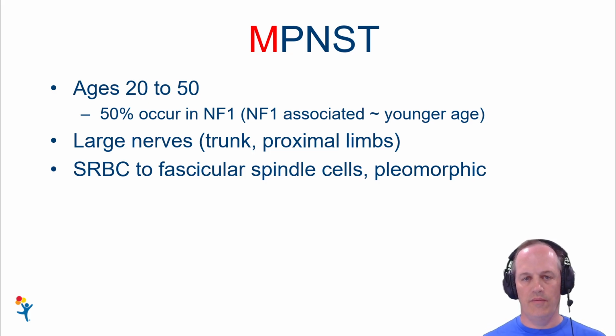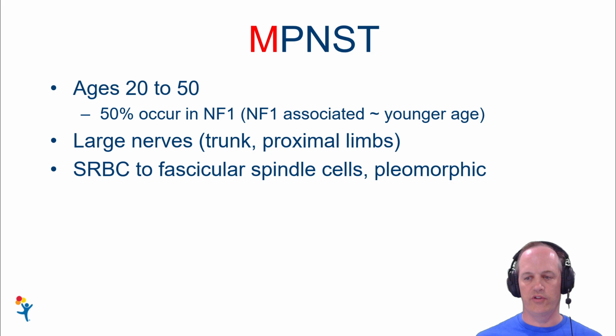MPNST is going to occur from the third decade, 20s, to the 50s. And the important thing to know is that about half the patients that have an MPNST also have NF1. Not a very high proportion of patients that have NF1 end up having an MPNST, but about half of the patients that have an MPNST turn out to have NF1 once they're tested, neurofibromatosis type 1.